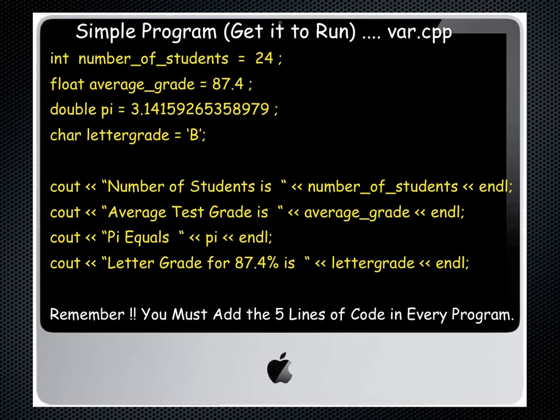So, once this is in your notes, you'll create a new program called var.cpp. You'll place these 8 lines of code in the program and get it to run. Remember, you must add the 5 lines of code that we use in every program. You know what those 5 lines are. If not, go back to look at Hello World and use your notes as needed.